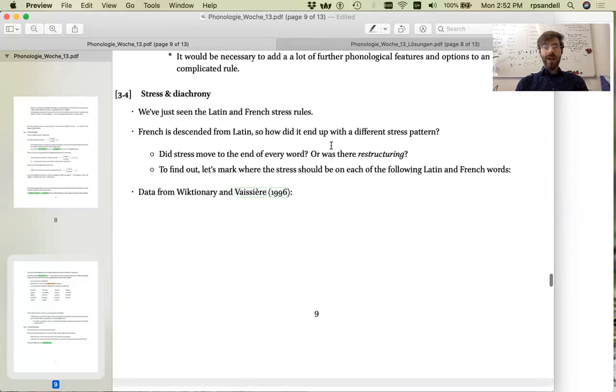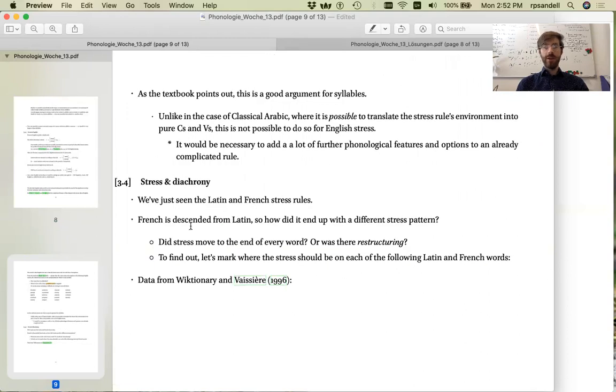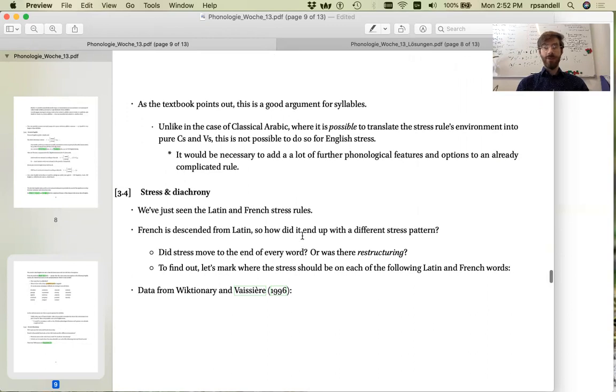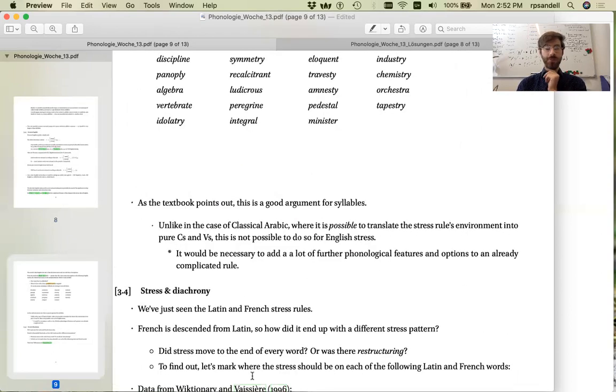And to refer to diachrony a little bit more explicitly, let's look at the developments now between Latin and French. Now, it's well known, of course, that French has descended diachronically from Latin, but as we just saw, the stress patterns between Old French and Latin were quite different. The question is, how did this happen? Did the speakers of French somehow simply invent a new stress rule and then begin applying it? Or was there a sort of restructuring and reanalysis?